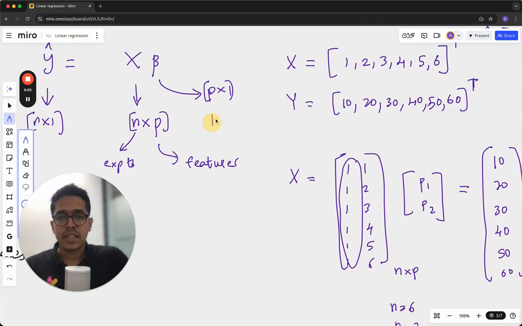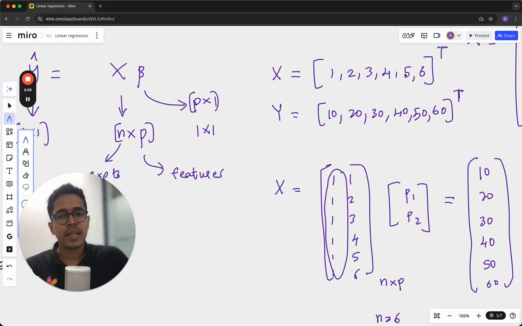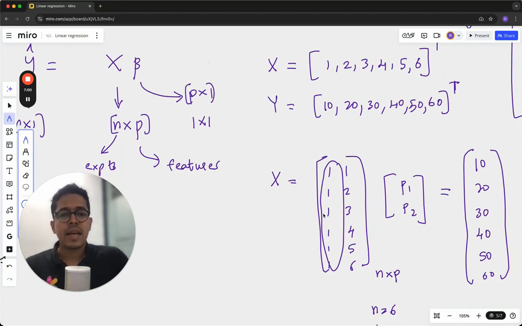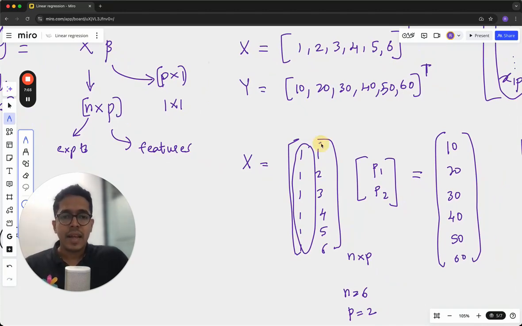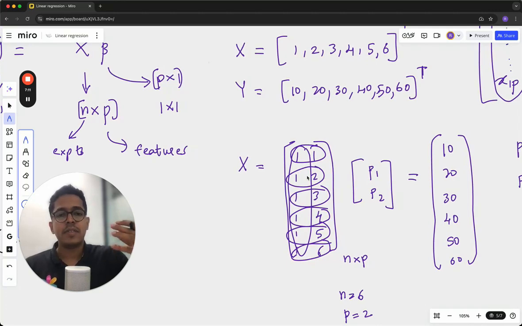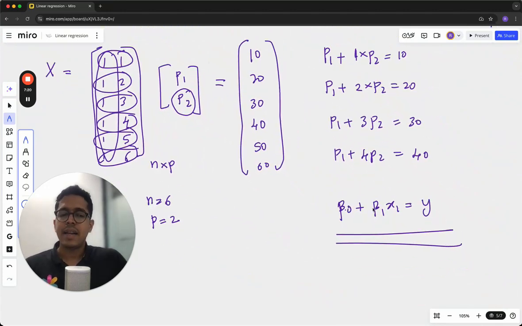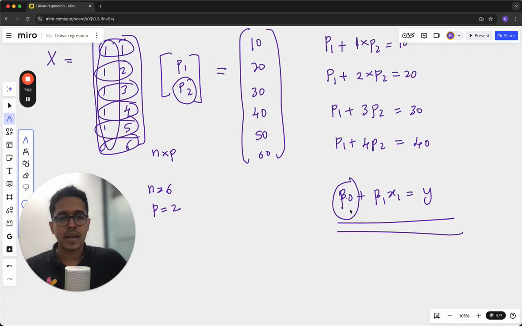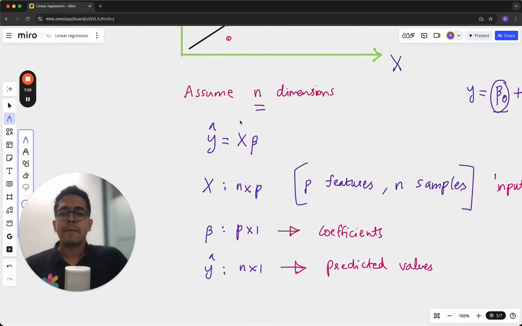So originally this was 1 by 1 because we had only one feature per experiment. But because we appended this array of ones as the first column, every experiment became a set of numbers which has 2 dimensions, which means we add one additional dimension to this beta, and then this will automatically take care of the fact that we should also have a beta naught, right? So now coming back to y equal to x beta, this is the matrix representation for predictions mapped to the inputs.